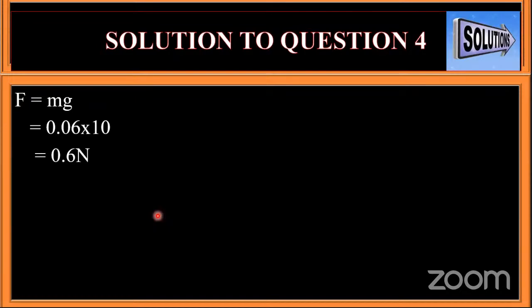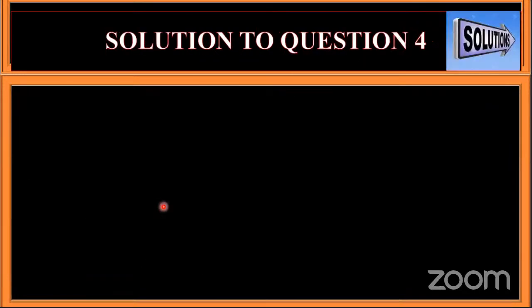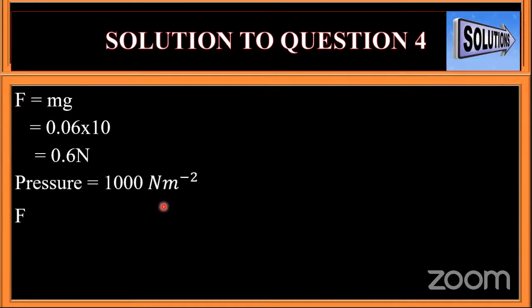Remember, pressure was already given to us as 1,000 newtons. Was it 1,000 or 10,000? The pressure was 1,000 newtons per meter squared. Good. So we already have the force, which is 0.6, and we have pressure as 1,000. So they want the area.